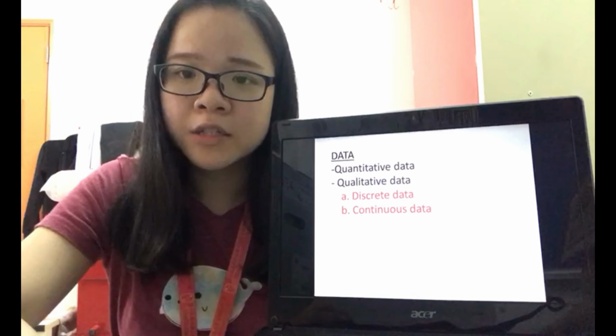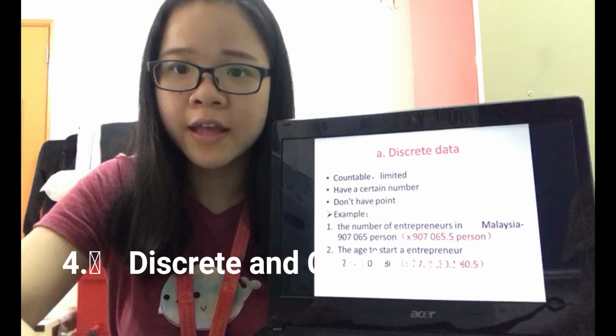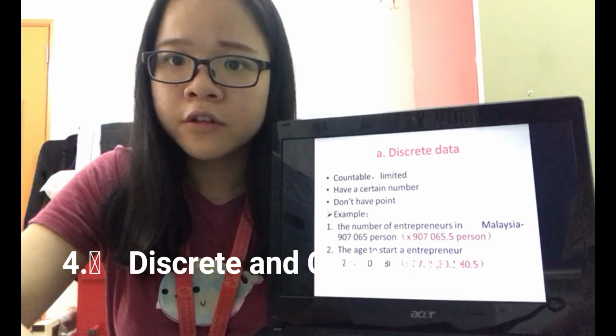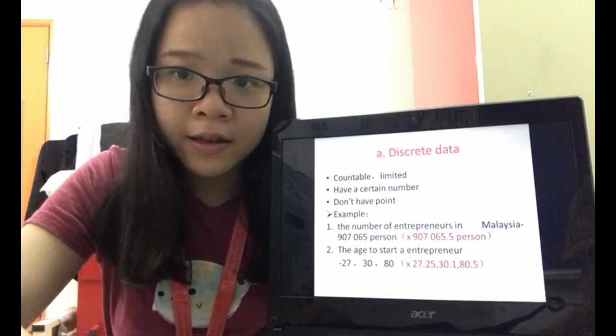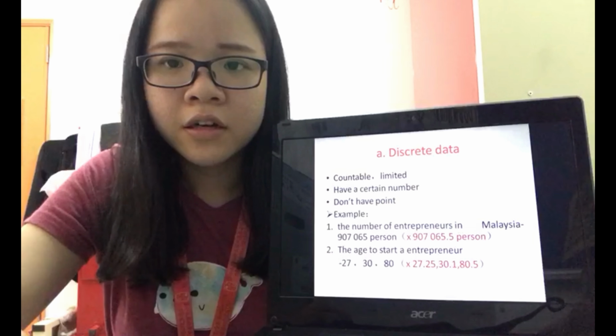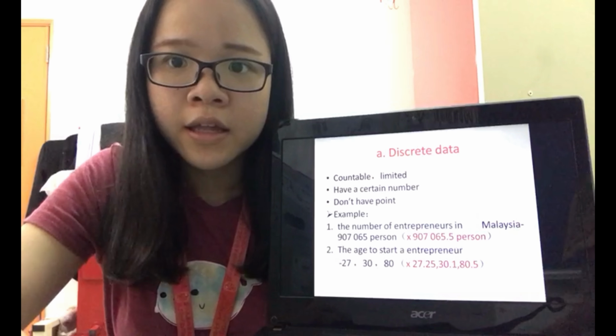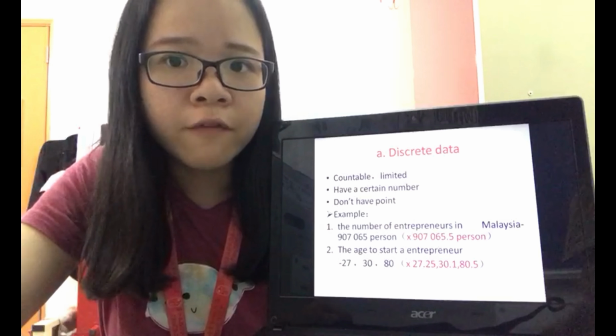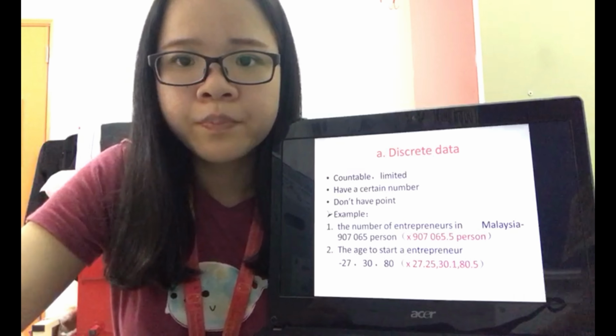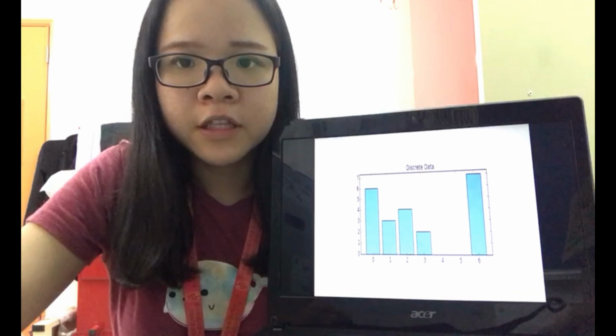Hi, I'm here to explain the difference between discrete and continuous data. For the discrete data, the data is countable and limited. It has a center value and doesn't have a point. The example of discrete data is the number of entrepreneurs in Malaysia. This one is the graph for discrete data.